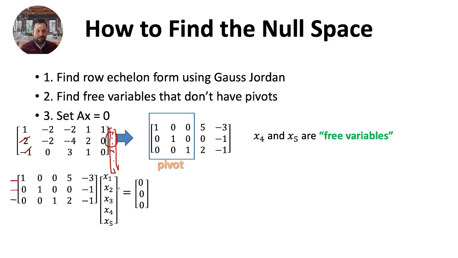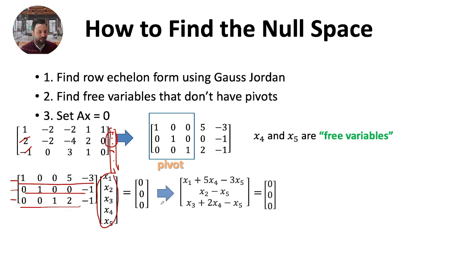And let me write this into a linear system of equations. So I have three rows here, each multiplied with my variables. If I multiply them, 1 times x1 plus 0, 0, 5 times x4 minus 3 times x5 is equal to 0. You see that here I did nothing. I just wrote this as a matrix-vector multiplication.